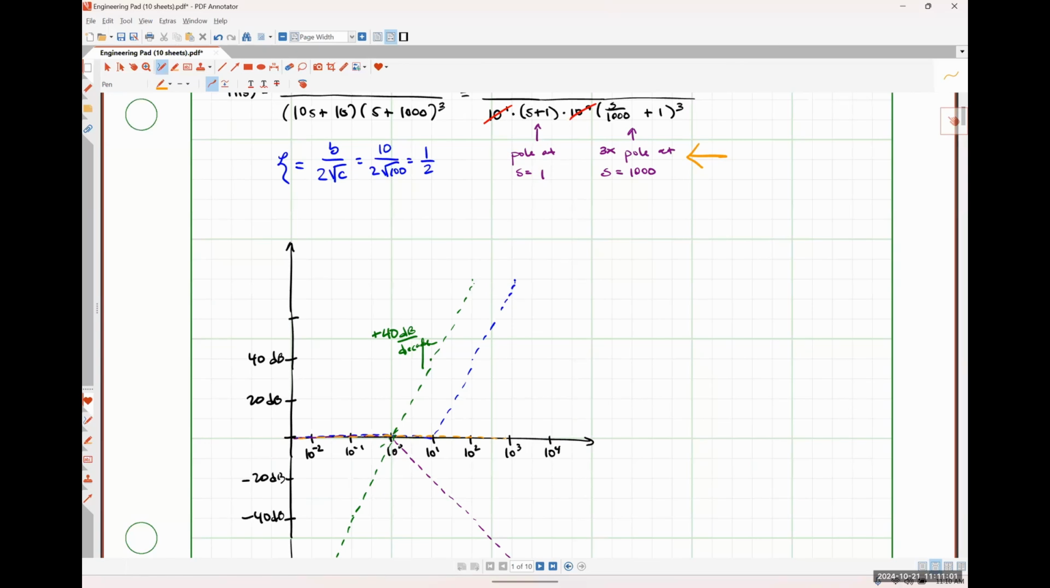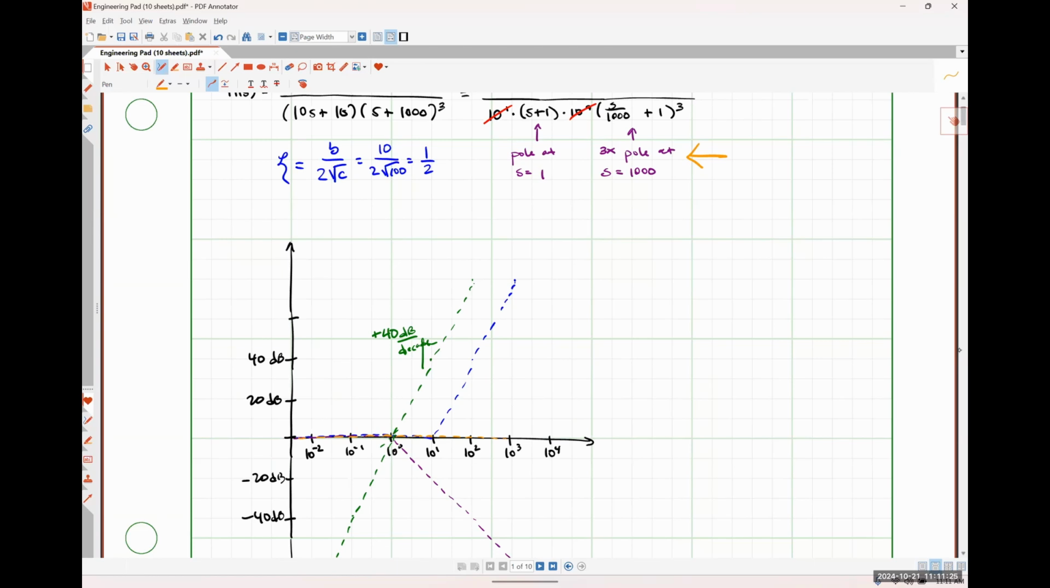So if it's an unrepeated pole, it's minus 20 dB per decade. When it repeats, or every time it repeats, we add 20 dB to it. So if it's doubly repeated, it's negative 40 dB. If it's repeated 3 times, it's negative 60. If it's repeated 4 times, it's negative 80, so on and so forth.